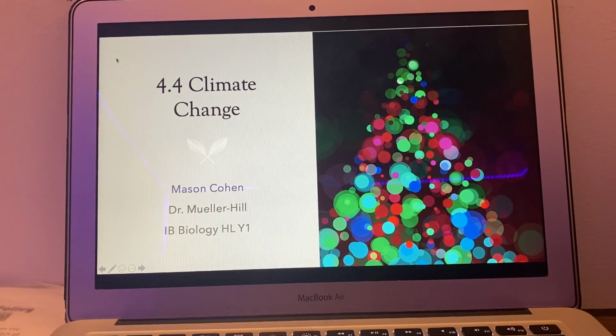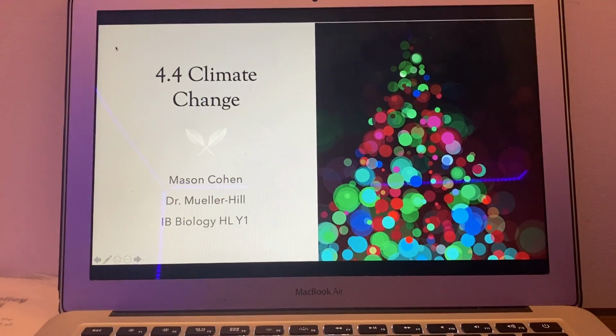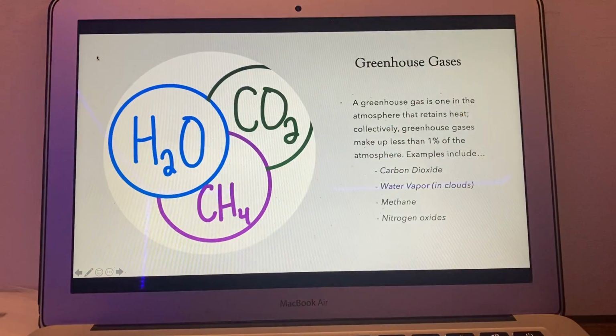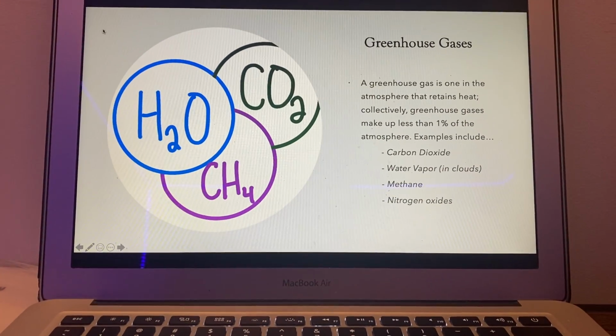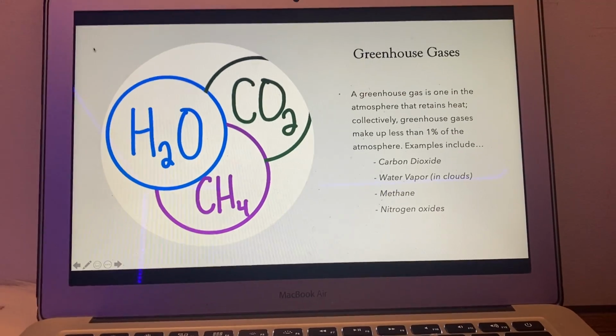Hey everybody, and welcome to the mini lesson on 4.4 climate change. Let's get started. So the first thing you need to know are greenhouse gases. What are they and what are examples of them?